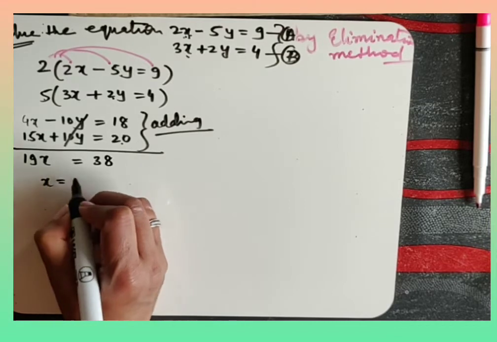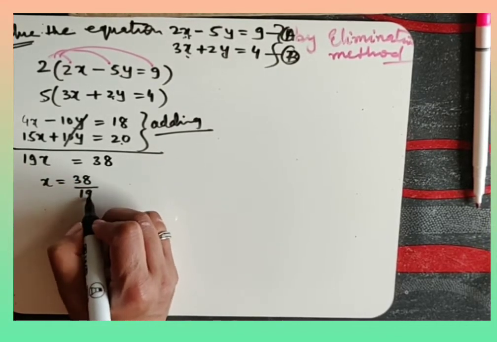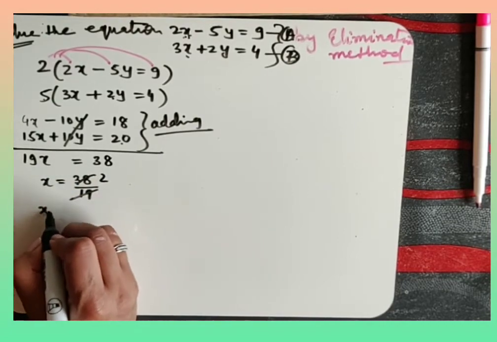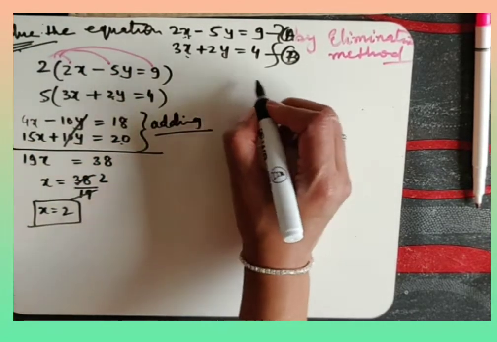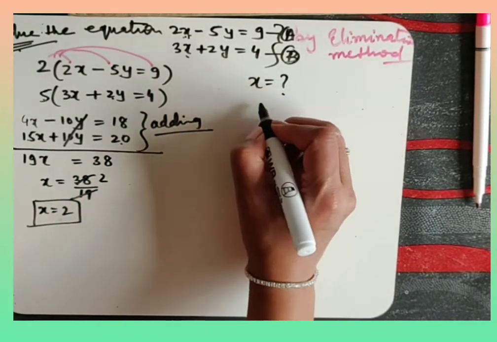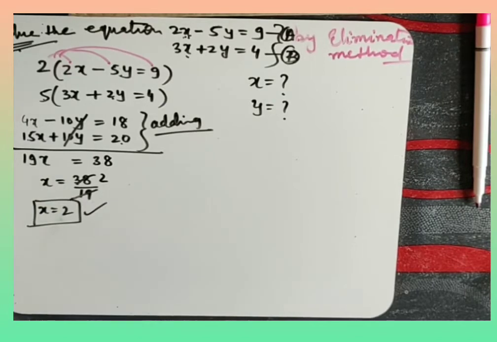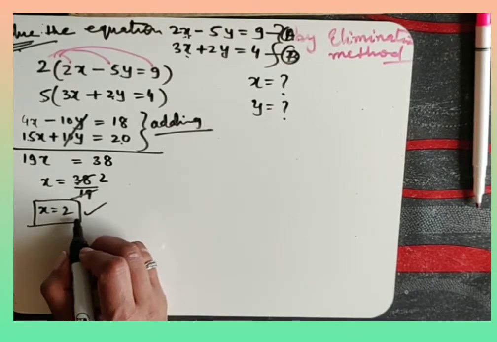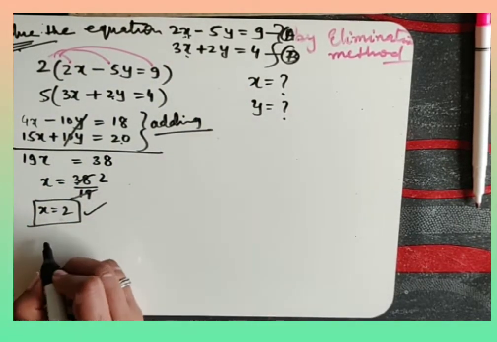Now x equal to 38 over 19. This will give you x equal to 2. So solving the equations means we need to find the value of x and the value of y. So we got x equal to 2. Now we need to find the value of y. So take any equation, whatever equation you want.